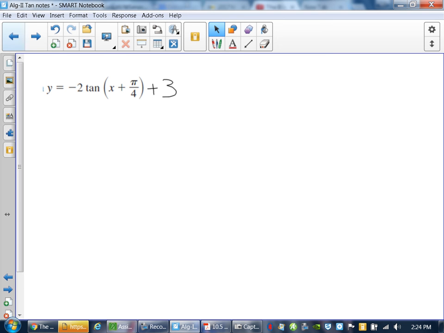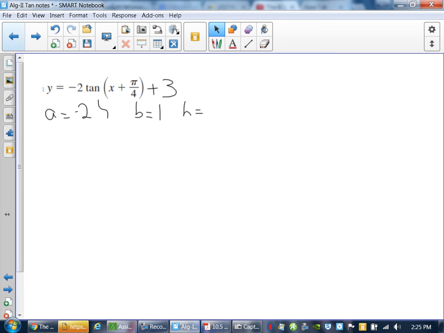Remember, your h values will always be encompassed within the parentheses. K values will not be in a parenthesis. So let's list. What do we know? What's our a value? -2, so it's gonna be dancing down. A is -2. It's not a bad idea to show that right away so that we remember. What's our b value? B value is 1 because there's nothing else written there. Our h value? Negative pi over 4. Very good.